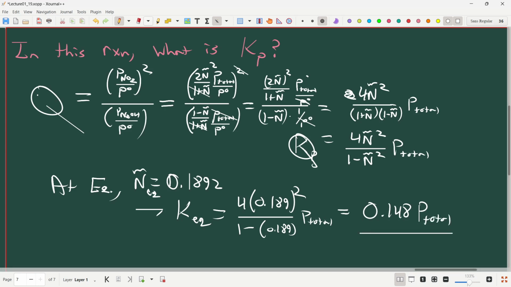Now, the thing that I want to point out here is that I originally set the problem P total to 1 bar. So we're at 1 bar, and this system is very clearly product favored or reactant favored. But what happens as I increase P total? What happens as I increase P total?